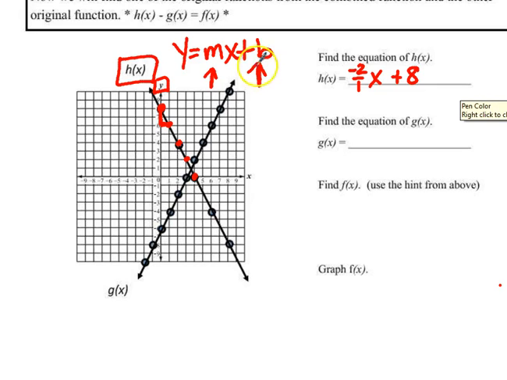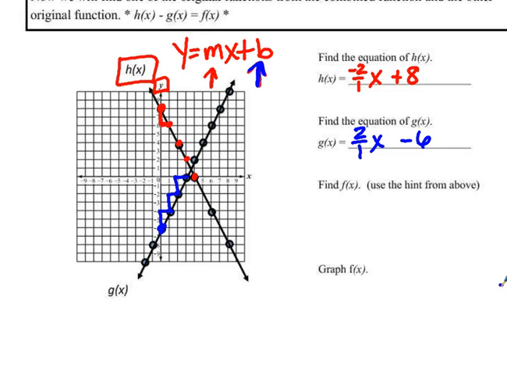Now let's look at g of x. The first thing you always find is your b. Here's my b. So that is negative 6. So I'm just going to put minus 6. You see how easy this is? You just put the y-intercept right there on your paper. Now this one says go up 2 over 1. So I'm going up 2 over 1x. So now I've got my two equations.